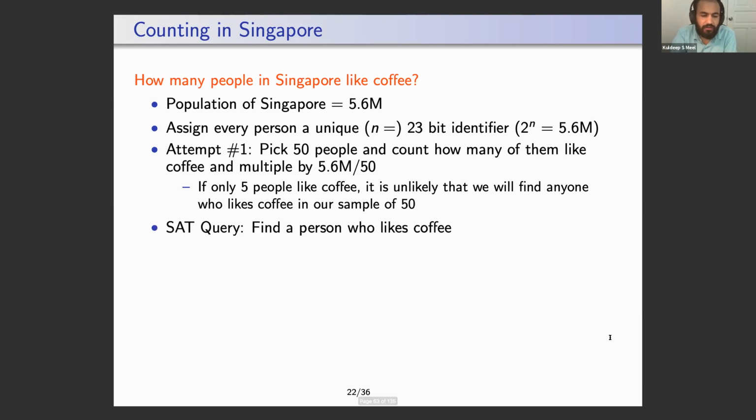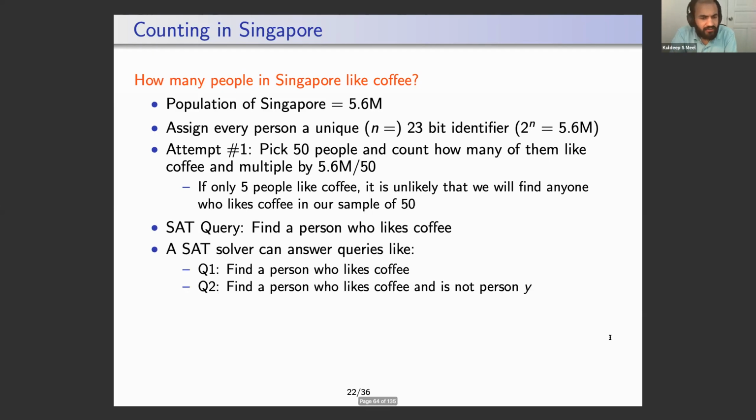Well, this is where we would like to use the power of set solvers. So what is a set query here? Kind of the analogous set query is: find me a person who likes coffee, right? Find me an assignment that satisfies my constraints. So you could ask a set solver, find me a person who likes coffee. Find me a person who likes coffee and that person is not person Y.